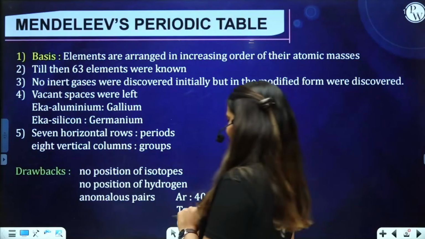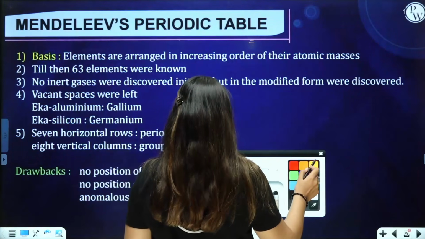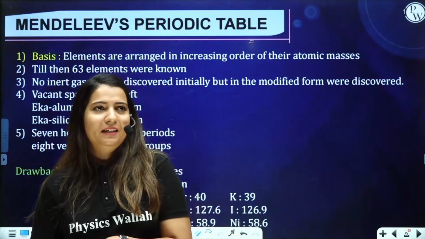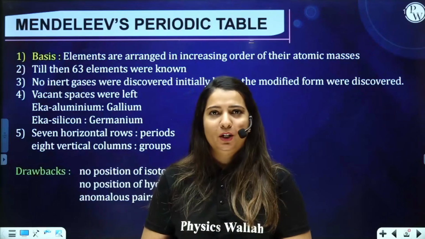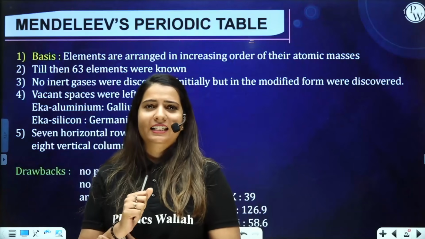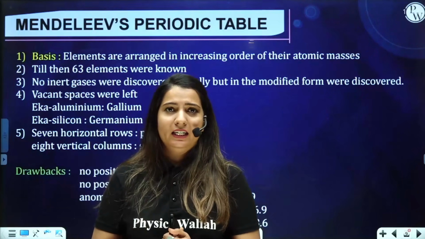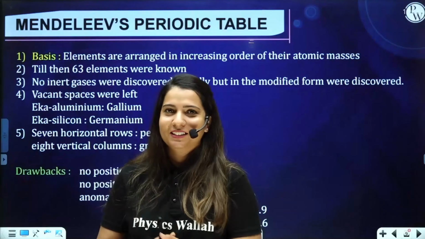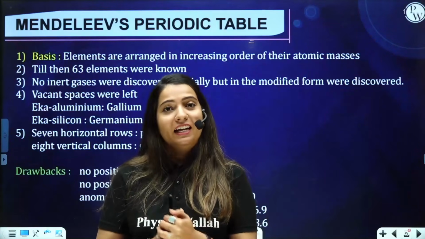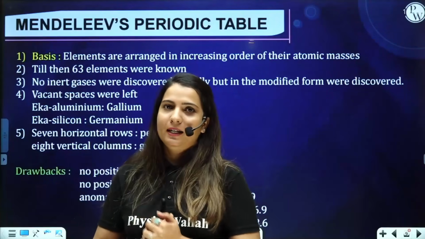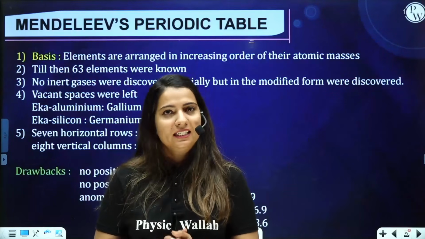Okay, so this person has a very vital role in the classification of elements, in the making of the periodic table. He has done a very good job. 90% of the making of the periodic table is done by this person, Mendeleev. And we have to study Mendeleev's periodic table. Every point in this table is important.